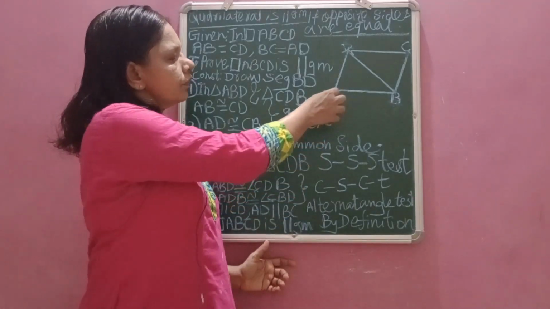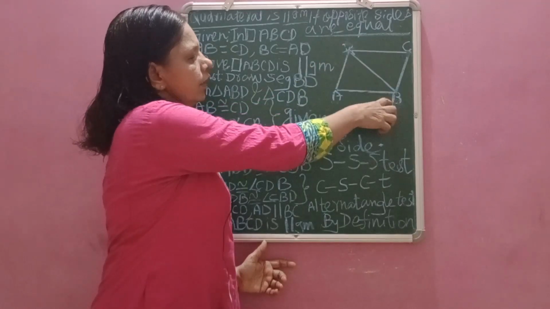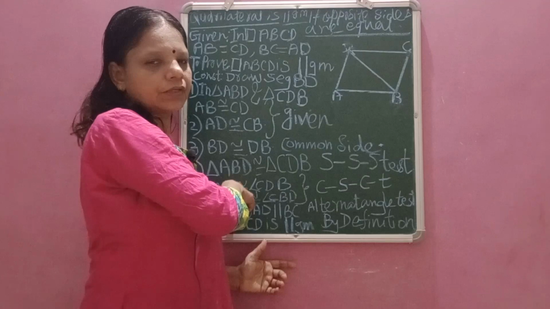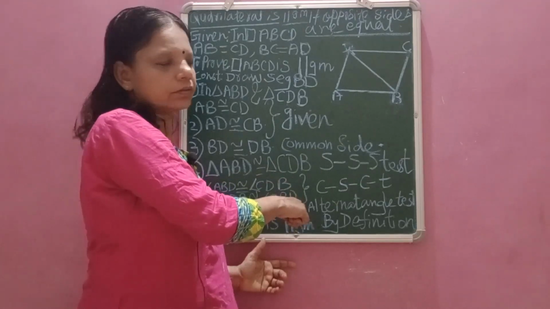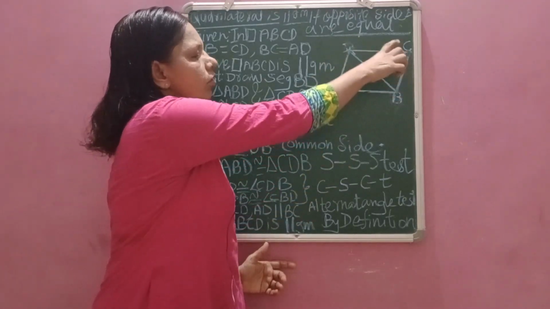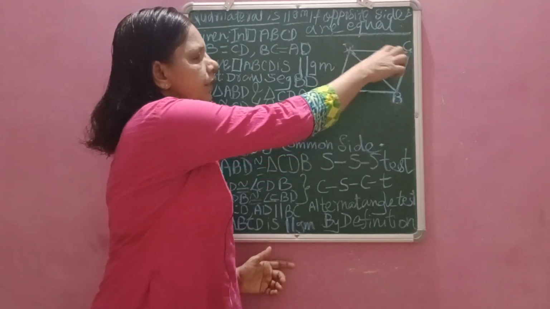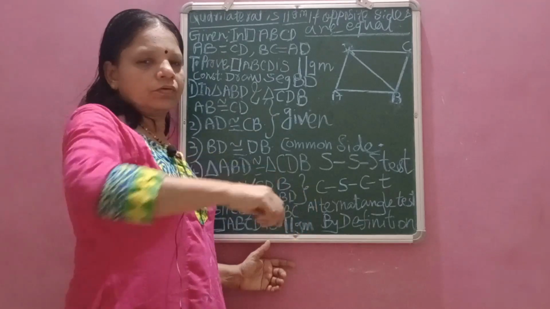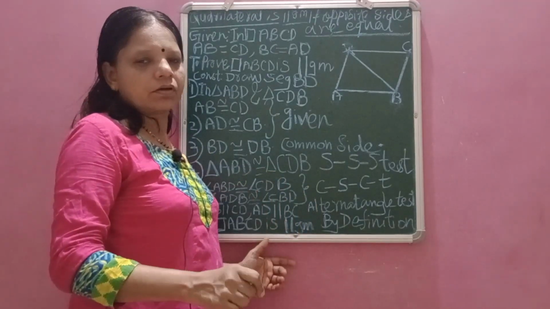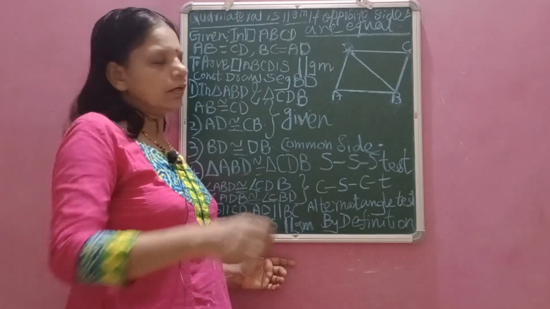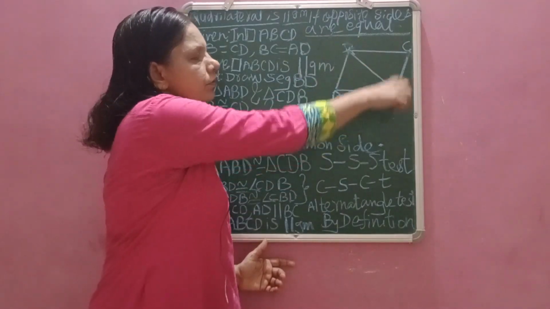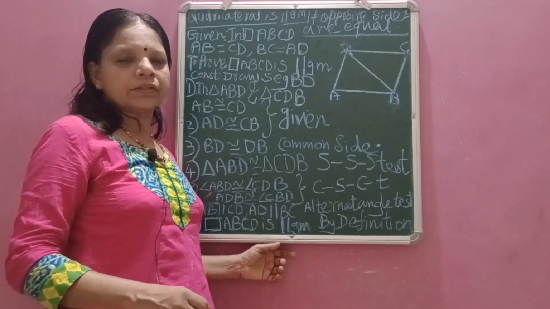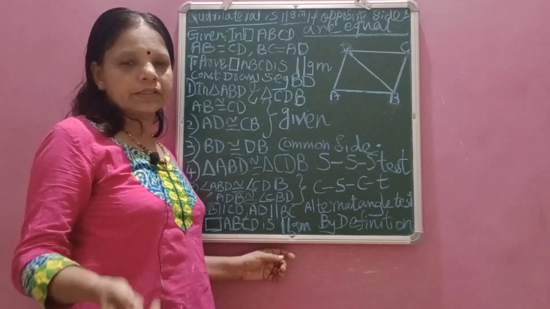Similarly, angles ADB and CBD are congruent, we proved, by corresponding angles of congruent triangles. Therefore, these angles are the alternate angles for the lines AD and CB, and DB is the transversal. So when the alternate angles are congruent, the lines are parallel. Therefore, we got AD parallel to BC by alternate angle test or by the converse of alternate angle theorem.